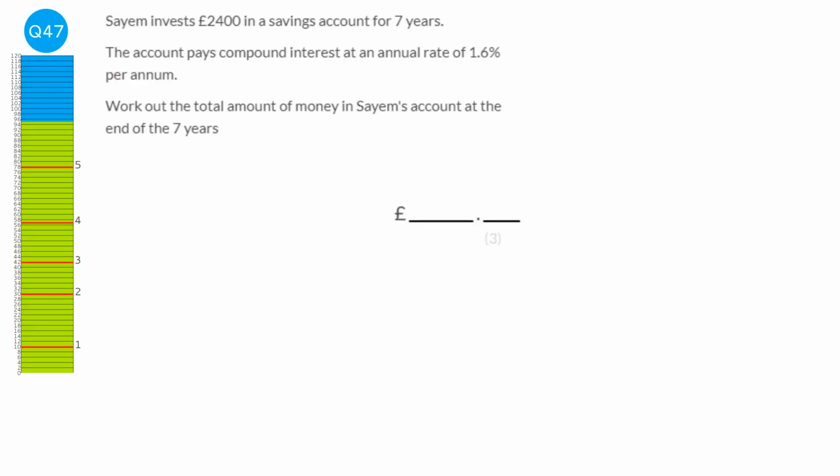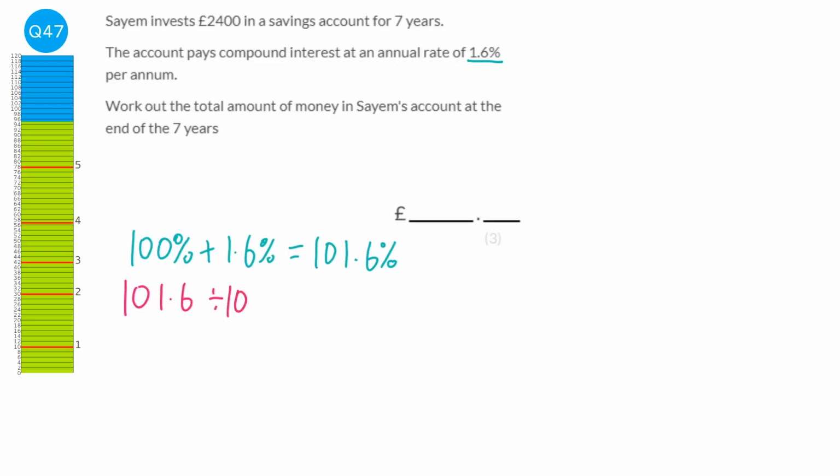Okay, so we're going to start off by working out the multiplier, and we're told, we always start off with 100%, we're told that the compound interest rate is 1.6%, so we're going to add 1.6% to the 100%, and it's going to be 101.6%. Okay, make that into a decimal by dividing it by 100, and this will give us the decimal or the multiplier. So the multiplier is 1.016, and so anytime we want to increase something by 1.6%, we just times it by 1.016.